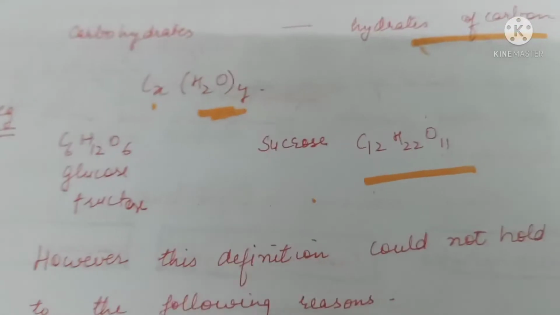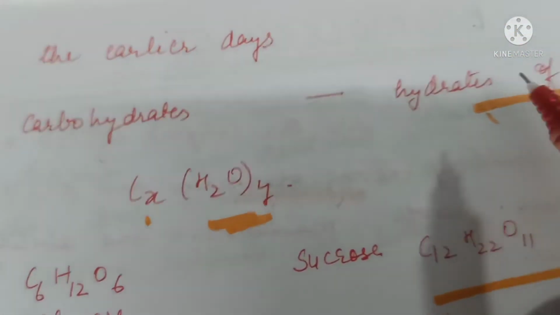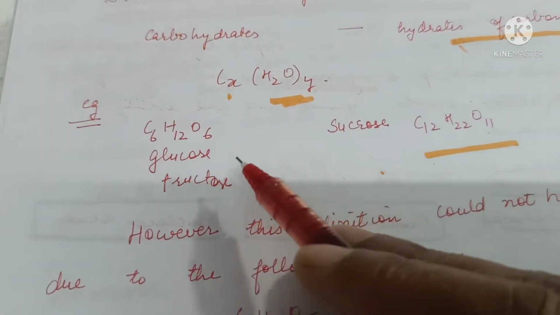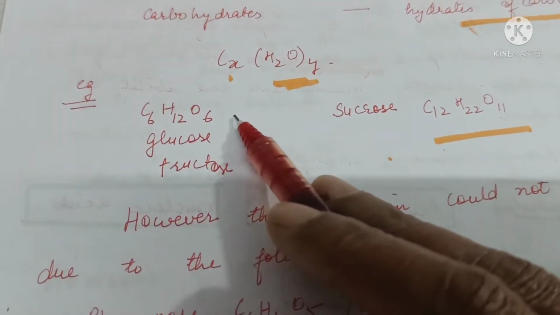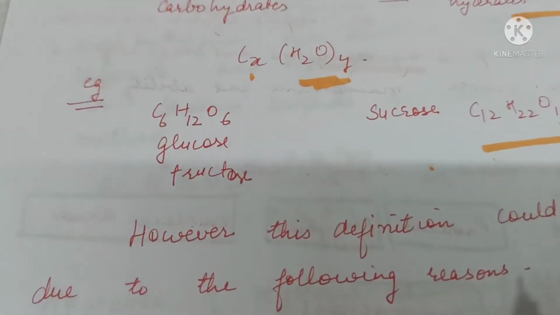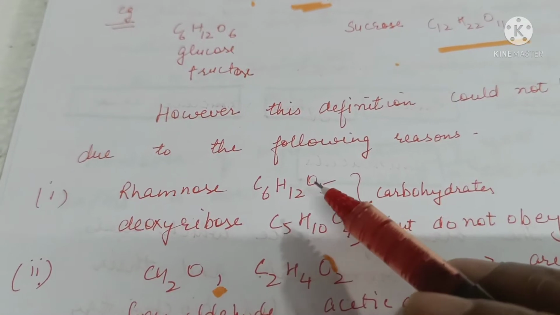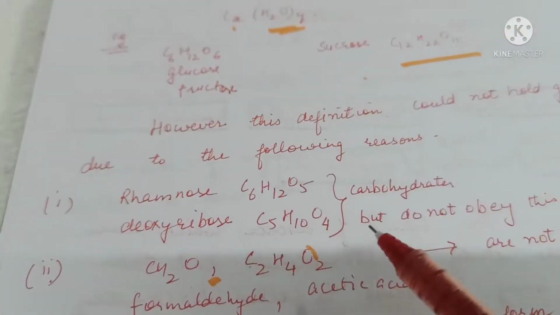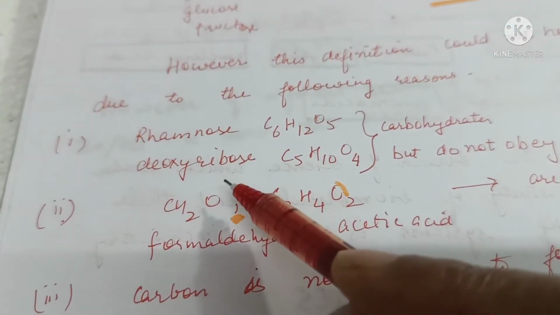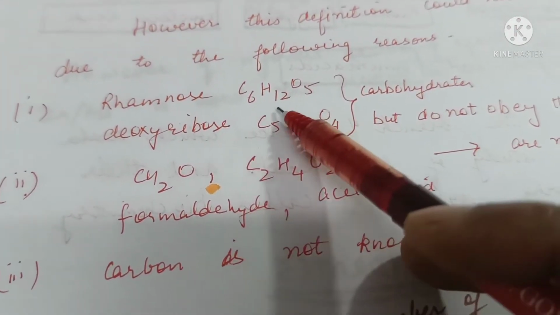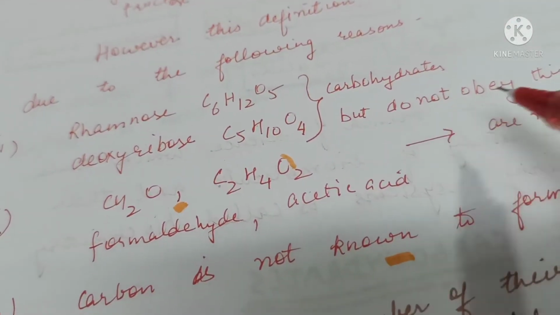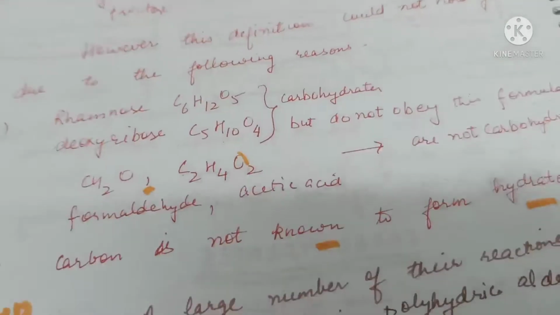In the earlier days, carbohydrates were considered hydrates of carbon with the formula Cx(H2O)y. For example, glucose and fructose having the formula C6H12O6 and sucrose with the formula C12H22O11 were obeying this formula. However, this definition could not hold good due to the following reasons. There were some carbohydrates like rhamnose, C6H12O5, and deoxyribose, C5H10O4. They are carbohydrates but do not obey the formula Cx(H2O)y.